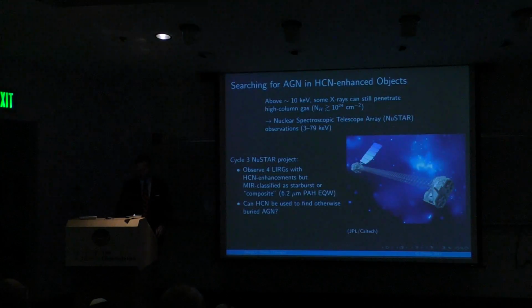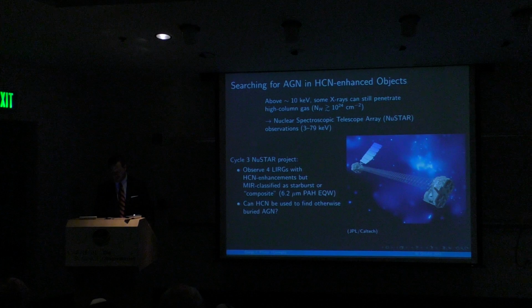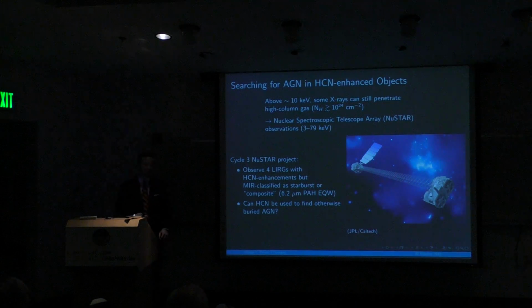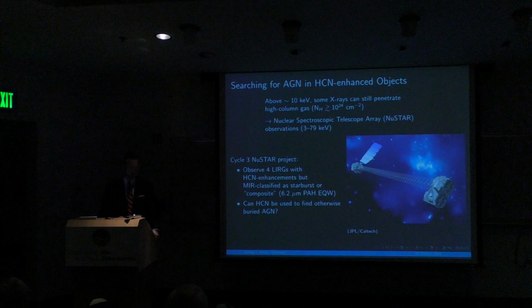So that was kind of a potentially unsatisfying answer about the excitation of these molecules and understanding the physics of what's happening. But now I want to turn to this other question, which is, can we use this line ratio as an empirical tool for finding buried AGN?